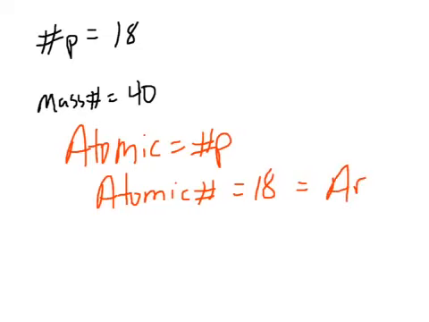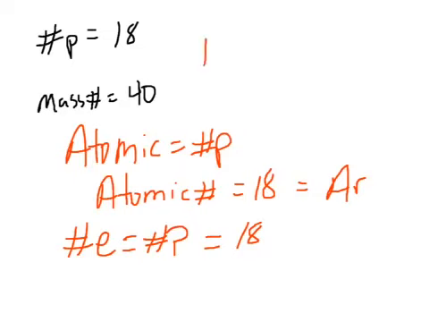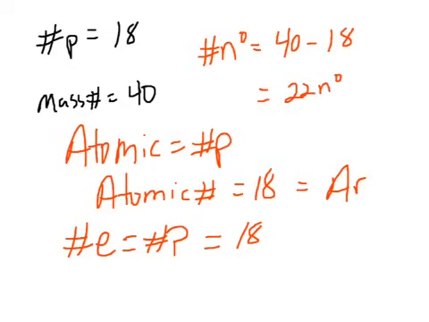And if you're trying to solve for electrons, we said that the number of electrons is equal to the number of protons. So therefore, the number of electrons is equal to 18. And finally, the number of neutrons is equal to the mass number, 40, minus the protons, 18. So the number of neutrons here would equal 22 neutrons. Every problem is some variation of this, but this is probably one of the harder ways to do it.